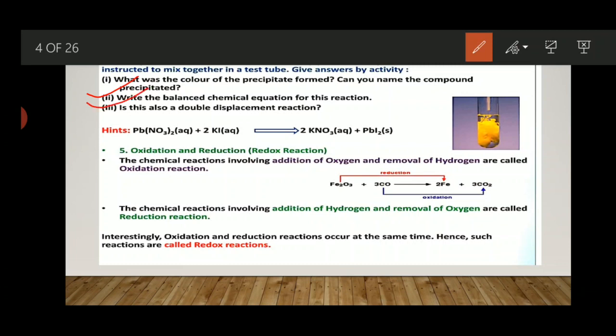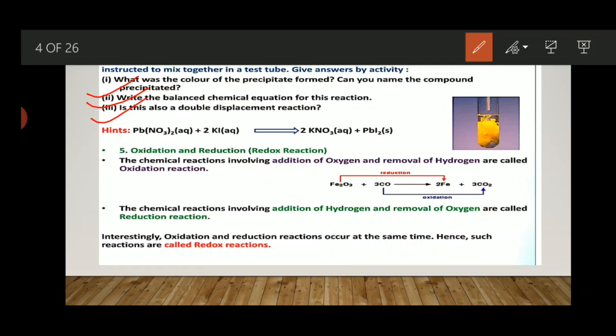After that, write down the balanced chemical equation for this reaction, how lead nitrate reacts and what product is formed, that you have to show in the form of a chemical reaction. The third thing is, is this also a double displacement reaction? You have to prove whether this is a double displacement reaction or not. So let's just see how you people will do.